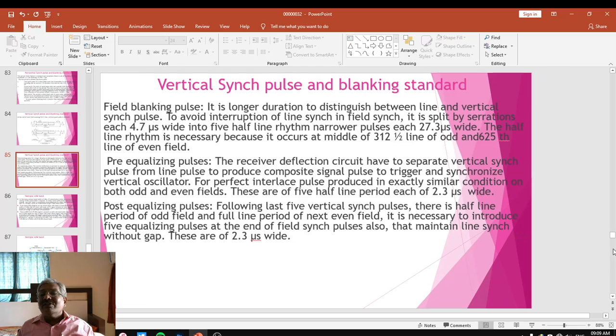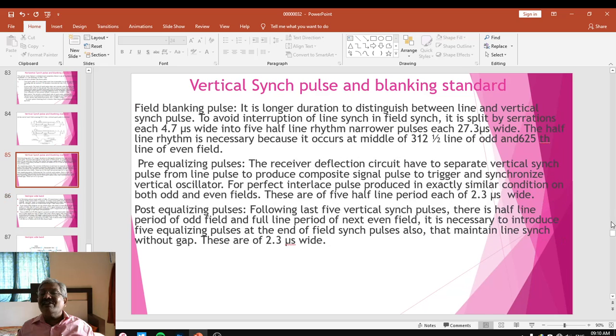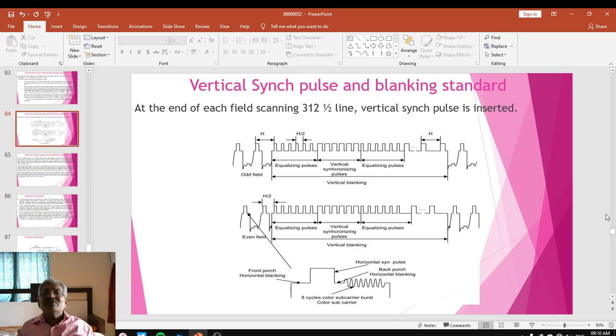Friends, this entire set we can call the field blanking pulses. So these are the serrated pulses. This width is 27.3 microseconds, whereas this one is 4.7 microseconds.